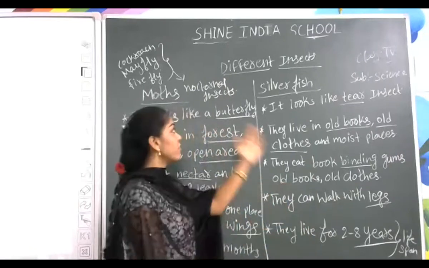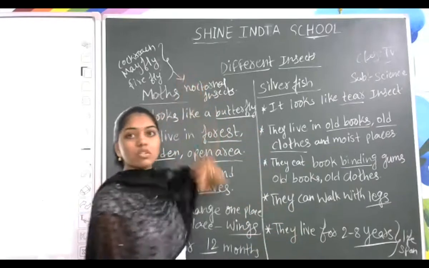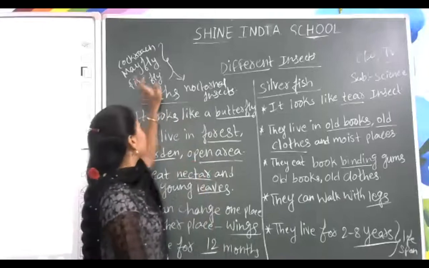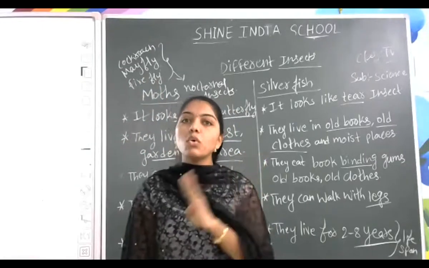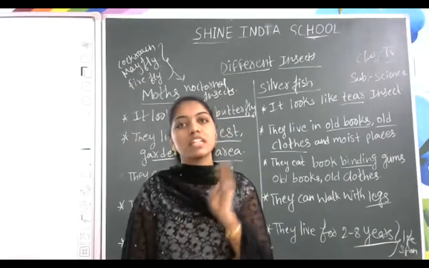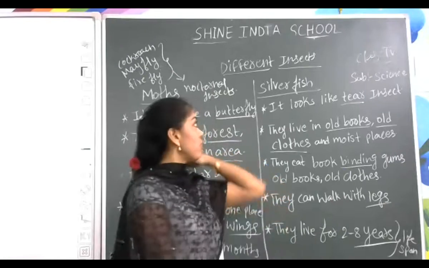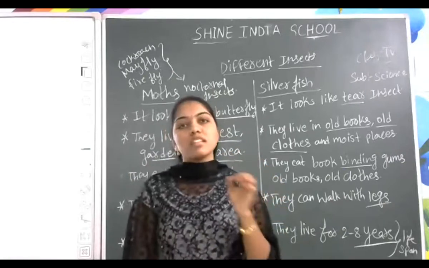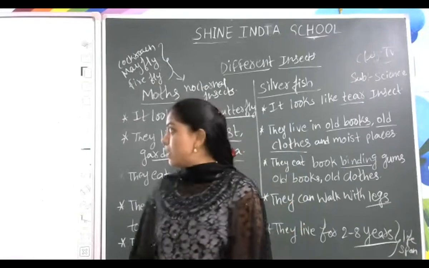Now we have seen different types of insects, right? And some special insects, what are those? Mayfly, firefly, and the cockroach. These three insects do all the activities, whatever they want, at night. Those are called nocturnal insects. But silverfish and the moths are called morning insects only. No need to worry about that. Right? By this, we have completed our topic.